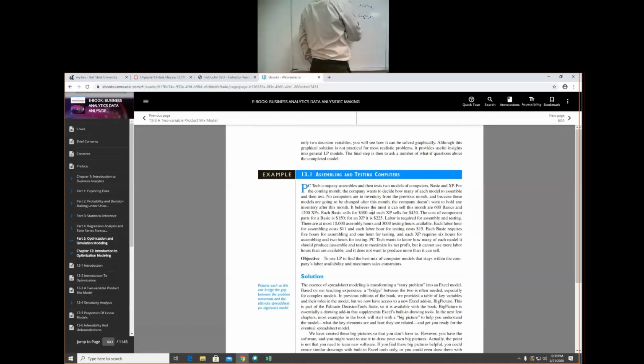We need to meet the constraints, decision variables, and we have some input variables. We want to maximize or minimize the objective variable. That means optimization, maximizing or minimizing the objective. It has to be a single variable or one cell in Excel.